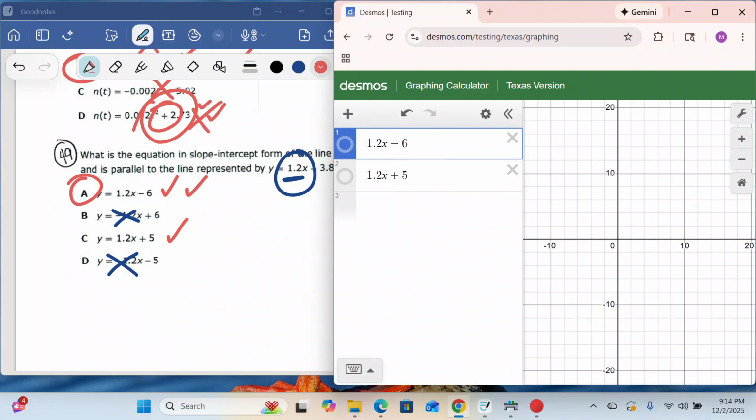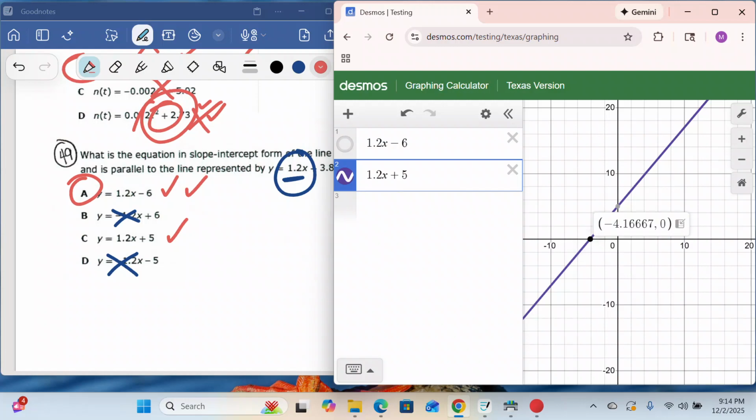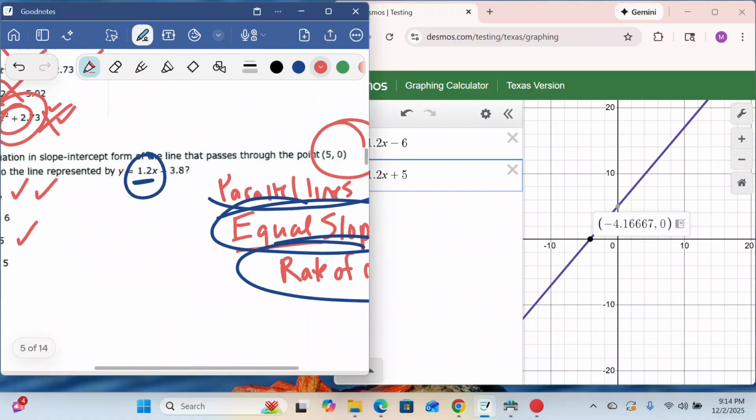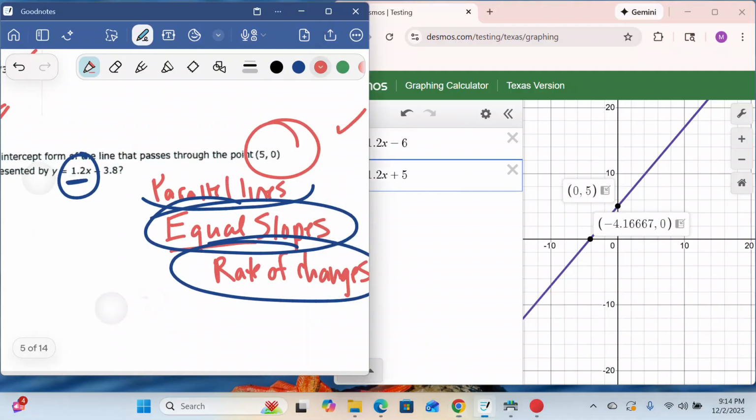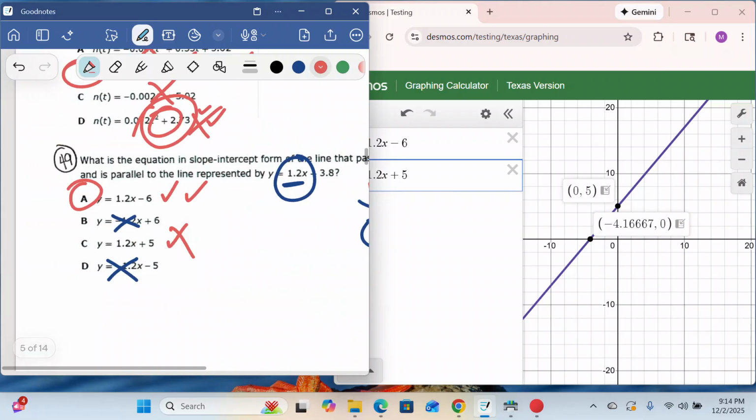So I'm going to get rid of that one, and I'm going to put this one in. Okay, so now I want to find my x-intercept. My x-intercept is negative 4.167. That doesn't give me 5, 0. It gives me 0, 5, but it's upside down. So then this one would be wrong.